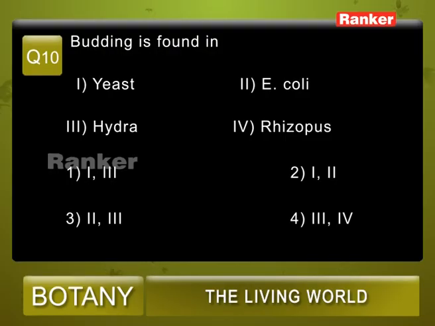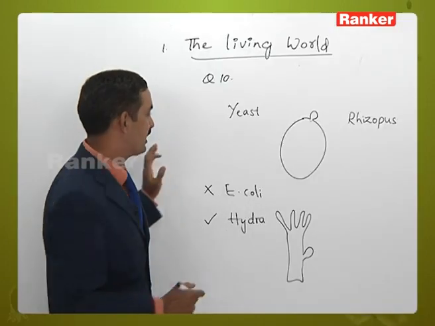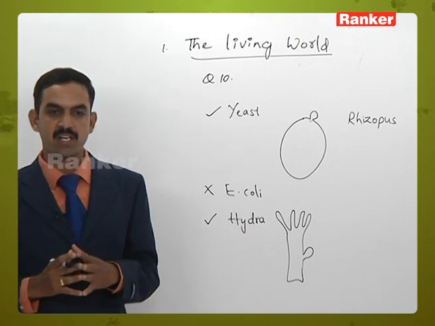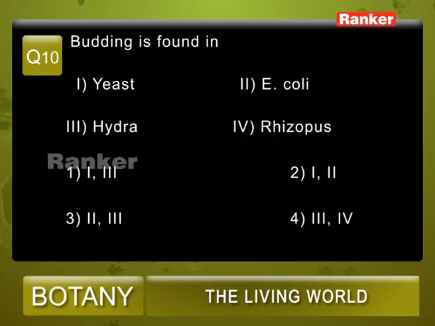So out of the given options, first option is 1 and 3, second option is 1 and 2, third option is 2 and 3, fourth option is 3 and 4. Out of the given options, yeast and hydra are the two organisms which exhibit the budding process. So the correct answer for the 10th question is 1.